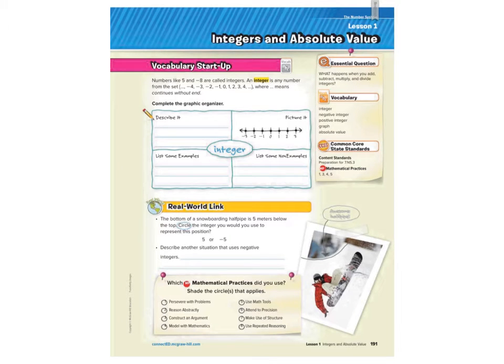Hello everyone, let's start lesson 1 in this new chapter, chapter 3 on integers in your book on page 191. The lesson is integers and absolute value.